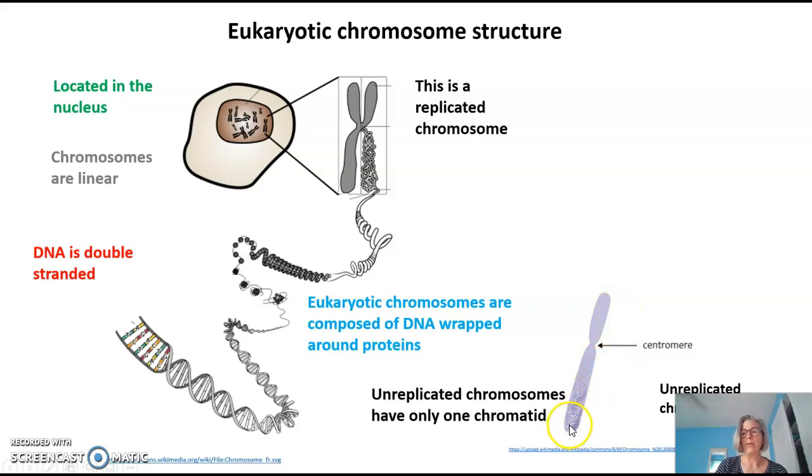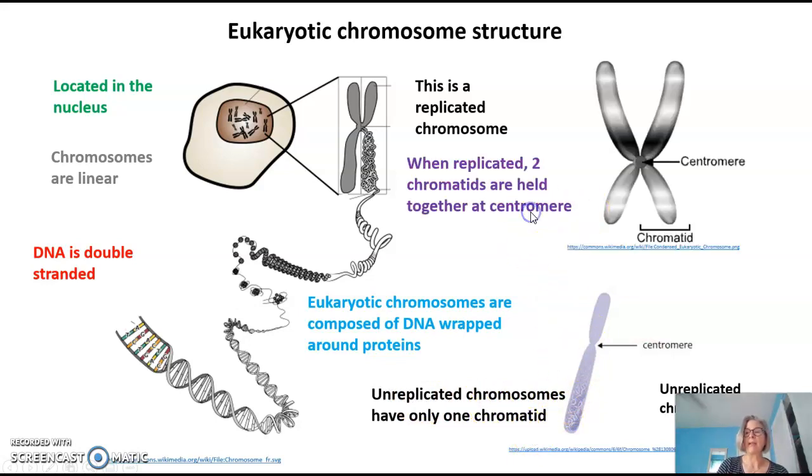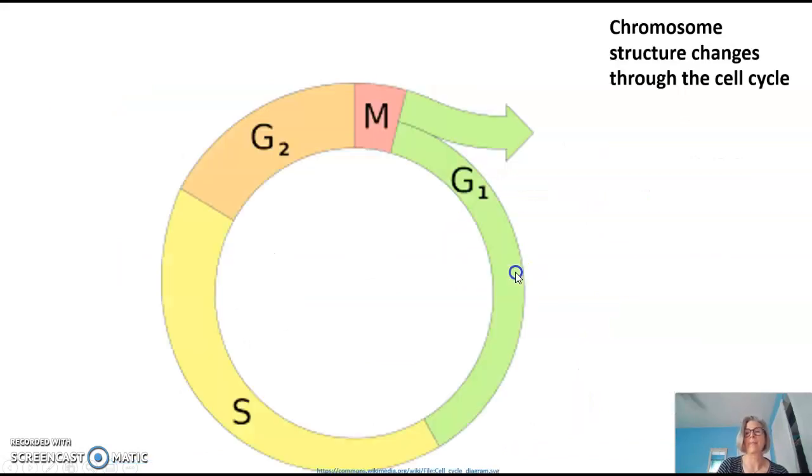Unreplicated chromosomes have one chromatid, so this entire structure that's composed of DNA wrapped around proteins is the chromosome, and we call this one structure the chromatid. It has this slight indented period here called a centromere. So unreplicated chromosomes only have one chromatid, whereas replicated chromosomes have two chromatids. So here's another picture of a replicated chromosome, with one chromatid and a second chromatid, and they're attached at the centromere when they are replicated.